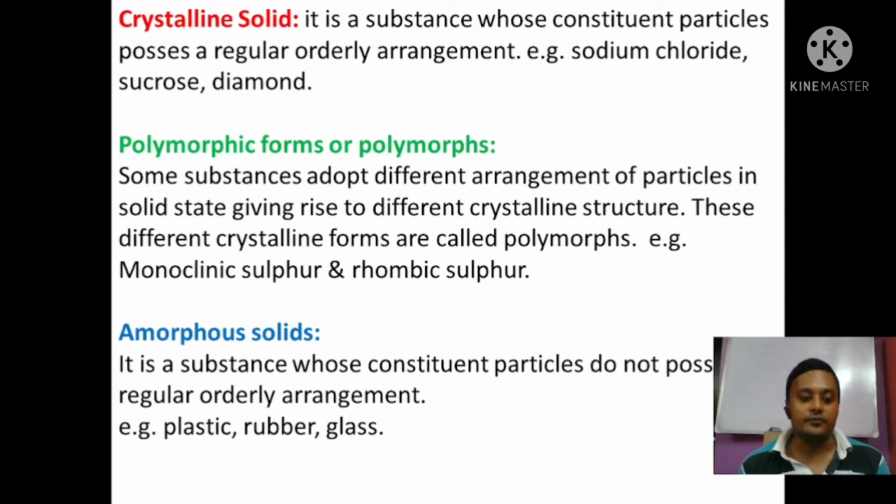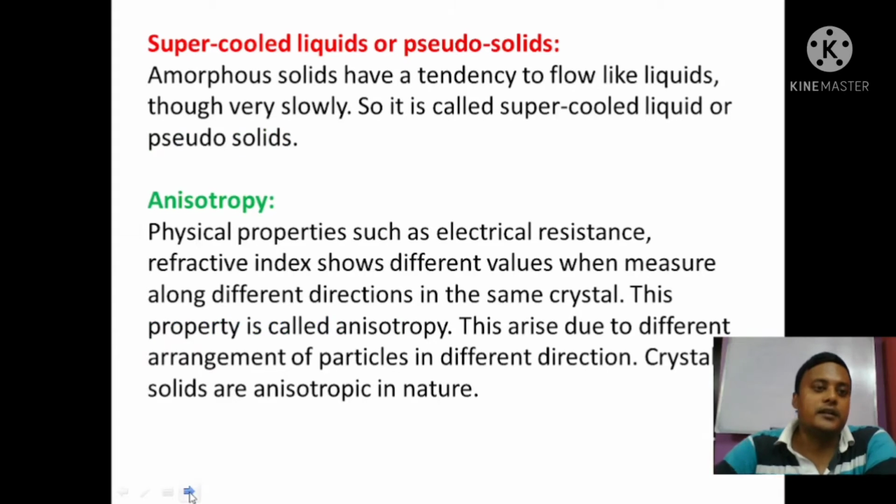Next, amorphous solid. In this case, constituent particles do not possess a regular, orderly arrangement and they have a powder-like appearance. For example, plastic, rubber, glass. Next, supercooled liquid or pseudo-solid. Amorphous solids have a tendency to flow like a liquid, but the rate of flow is very slow. So that's why it is called a supercooled liquid or pseudo-solid.